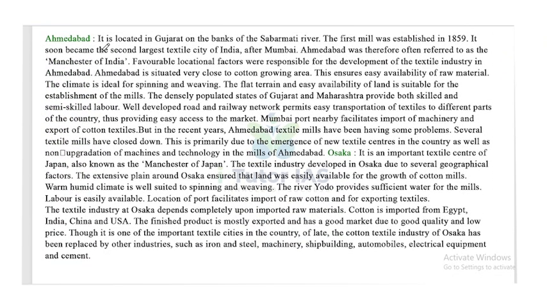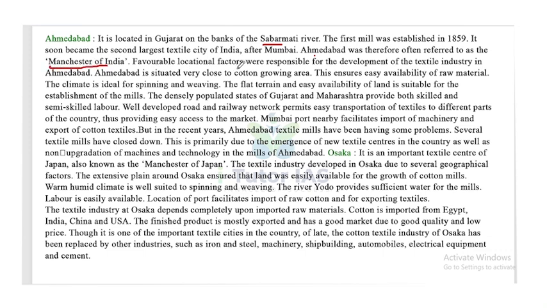First one, Ahmedabad. It is located in Gujarat on the banks of Sabarmati River. The first mill was established in 1859. It soon became the second largest textile city of India after Mumbai. Ahmedabad was therefore often referred to as the Manchester of India.